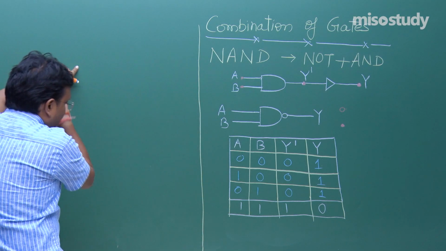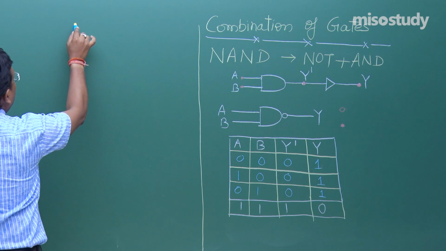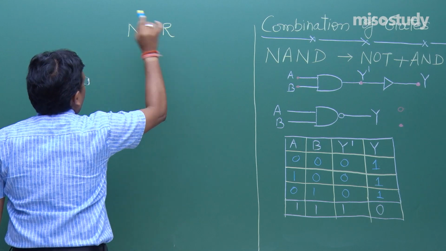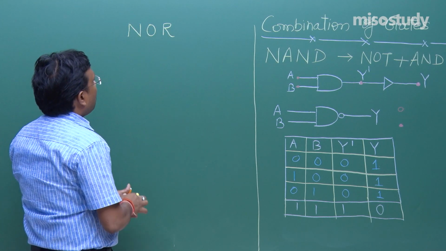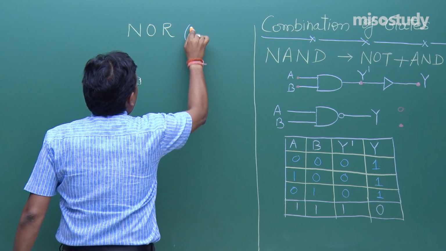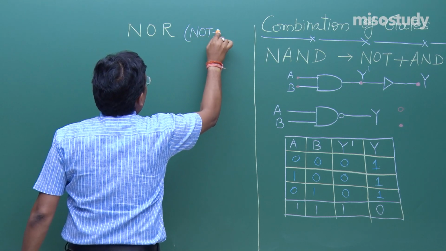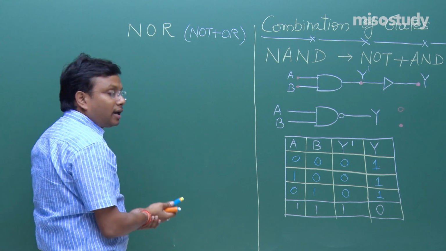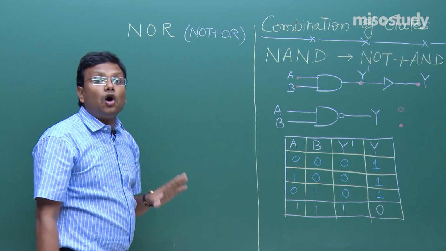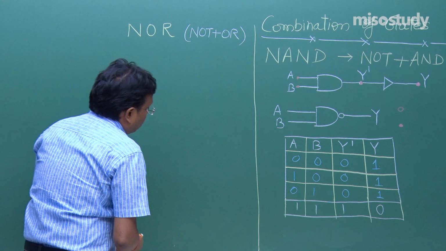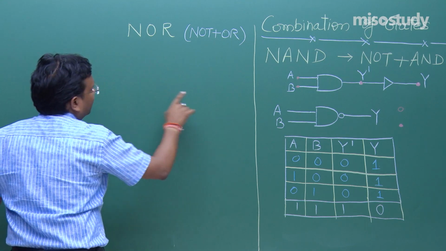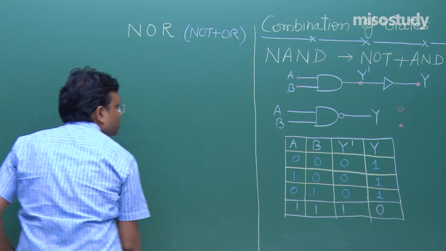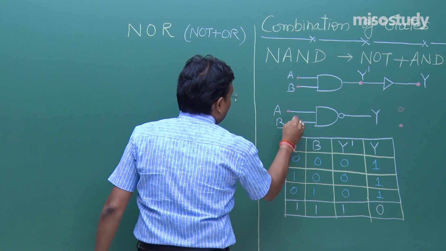Then comes, students, another one, the NOR gate, okay. NOR gate means NOT plus OR. If you add one NOT gate with an OR gate, then you will get a NOR gate, fine. Now first, what is the symbolic representation? So just on these lines, fine. I think I should add these red arrows over here also.